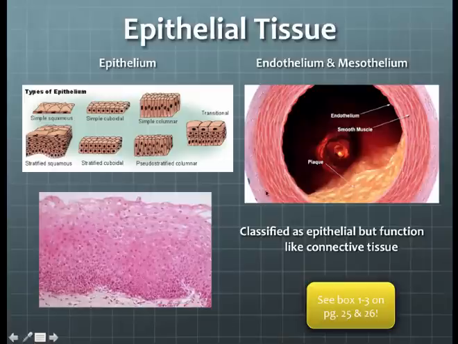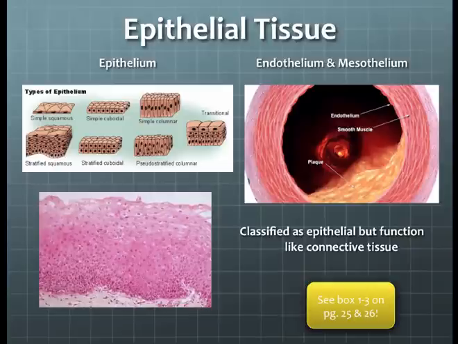Now, I have a picture here of what is called endothelium. Now, this is the inside of a vein. Endothelium is found in the lining of your heart, blood vessels, and lymph vessels. Heart, blood vessels, lymph vessels. It's called endothelium. They're classified as epithelial, but they actually function a little bit more like connective tissue. I'm going to talk about connective tissue in just a minute, but you do have to know that they are considered to be epithelial cells.